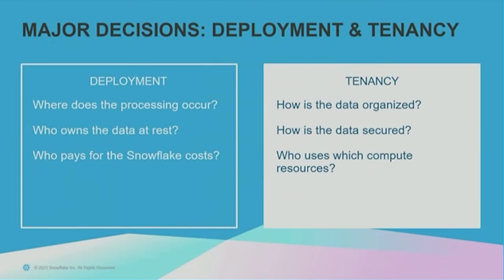So let's start with a quick definition. When you want to choose a data app in Snowflake, you have two major decisions to make. You need to choose what kind of deployment, and actually there are two dimensions for those decisions: the deployment pattern and the tenancy or the isolation pattern. The deployment pattern is basically where you ask: where does the data processing happen, where does the data actually reside, and who pays for the costs of Snowflake. And isolation is how the data is organized, how the data is isolated, and how the compute is isolated as well between tenants.